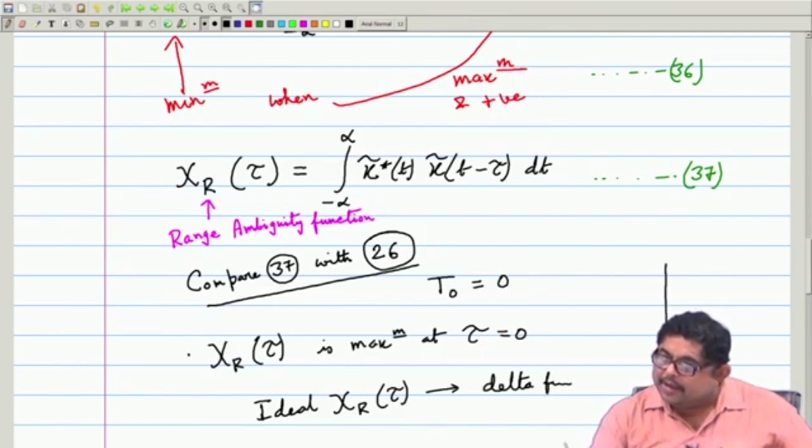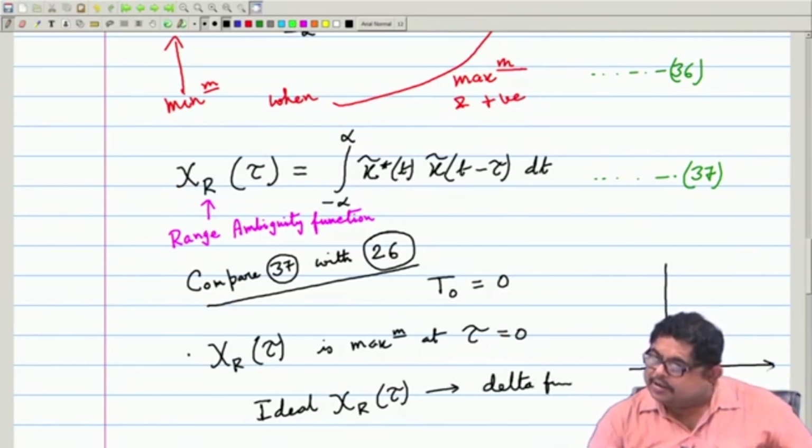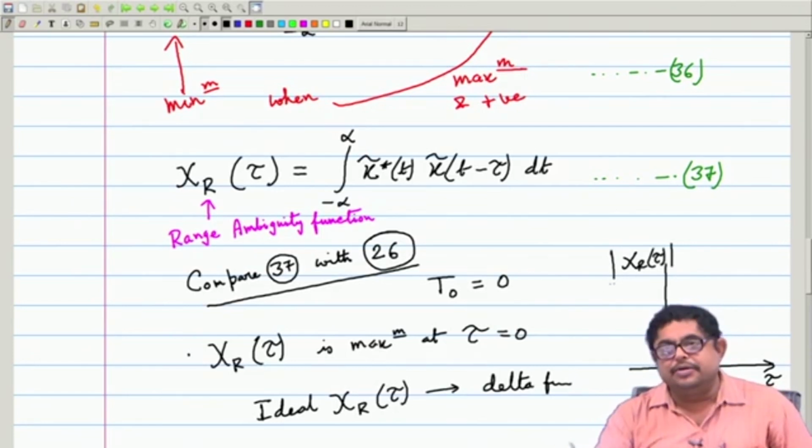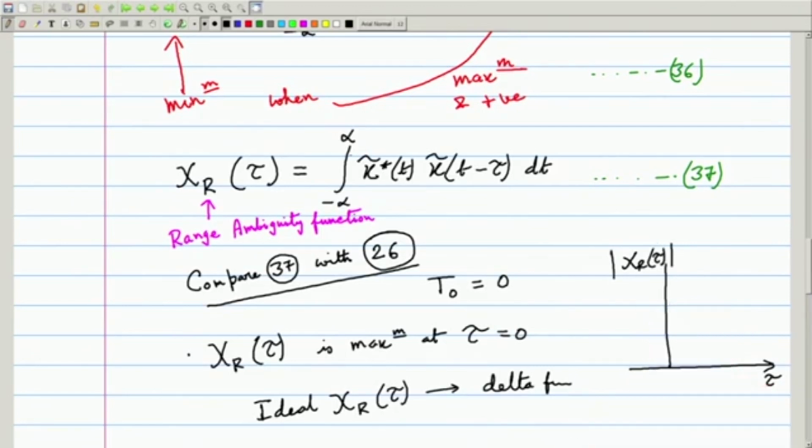That means it will have a peak if I plot it, tau versus the magnitude of x at tau. Generally in the ambiguity function only the magnitude part is plotted, because the phase part is complicated and we do not do that. So, if I get a delta function type of thing, with a peak at tau equal to 0 and nothing else, then every range will be resolvable, because just away from that I know the autocorrelation will give 0. So, I will be saying no, there is another target.